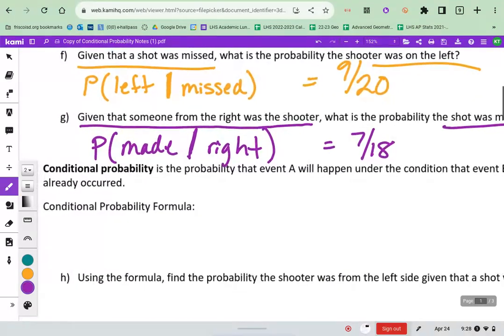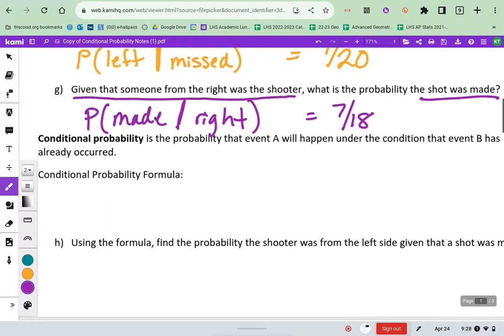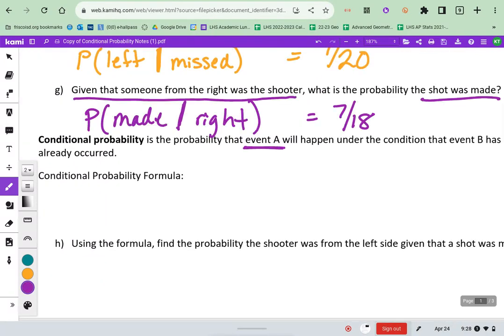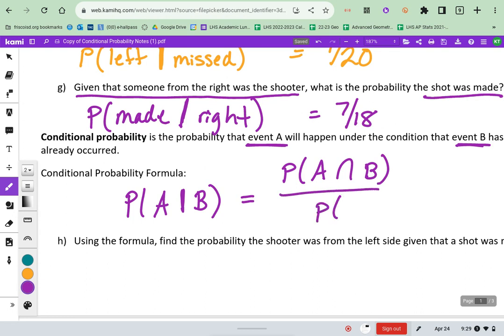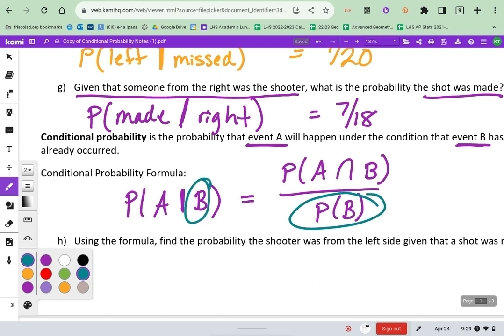So first, here's the formula. Conditional probability is the probability event A will happen under the condition event B has already occurred. So the probability event A happens given B has already happened is equal to the probability of A and B all over the probability of just B. So notice that we're dividing by whatever the given part was.